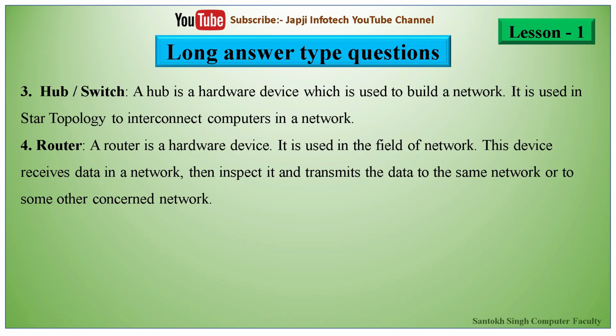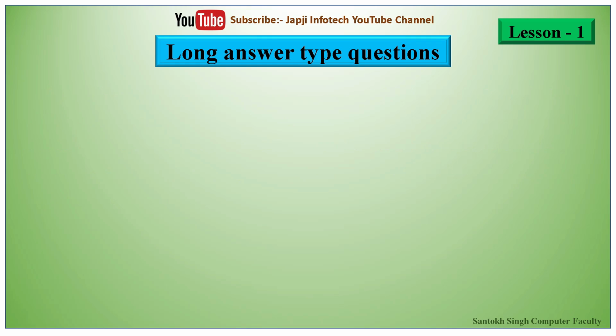And the fourth one is router. A router is a hardware device. It is used in the field of networking. This device receives data in a network, then inspects it and transmits the data to the same network or to some other concerned network. And the third question is, write about different types of network.